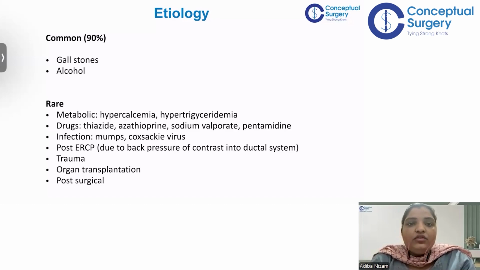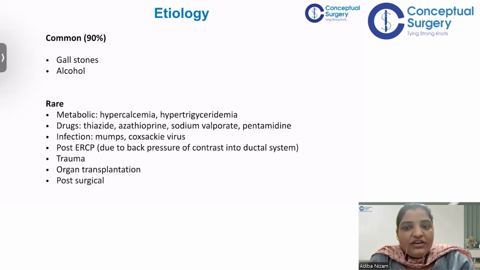However, there are other causes that we need to keep in mind, and there is a list for this. We have some metabolic causes such as hypercalcemia and hypertriglyceridemia. In hypertriglyceridemia, we are talking about familial hypertriglyceridemia, usually types 1, 4, and 5. When we are talking about hypertriglyceridemia as a cause of pancreatitis, the levels of triglycerides are usually more than 1,000. More than 1,000 is suspicious for hypertriglyceridemia-induced pancreatitis, whereas more than 2,000 is confirmatory diagnostic for hypertriglyceridemia-induced pancreatitis.